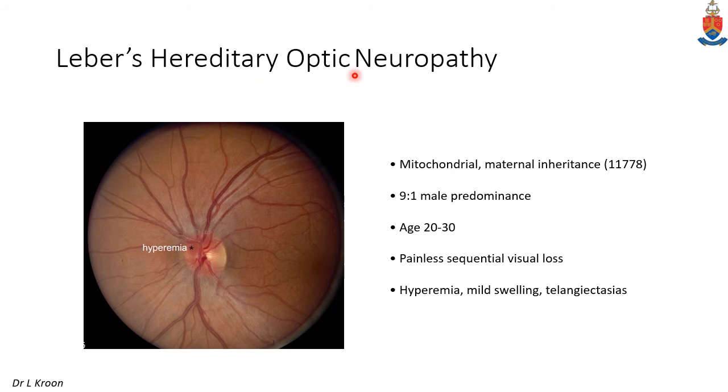Leber's hereditary optic neuropathy is a mitochondrial optic nerve disorder. This is due to a mutation in position 11778, and Leber's displays a maternal inheritance form because it's a mitochondrial disorder. There's a 9:1 male predominance. The typical age of presentation is 20 to 30, and there's painless sequential visual loss. That is, one eye is followed weeks later by involvement of the other eye, and there's often hyperemia with a so-called pseudodisc swelling effect of the optic nerve head, and this can be seen with associated capillary telangiectasias.